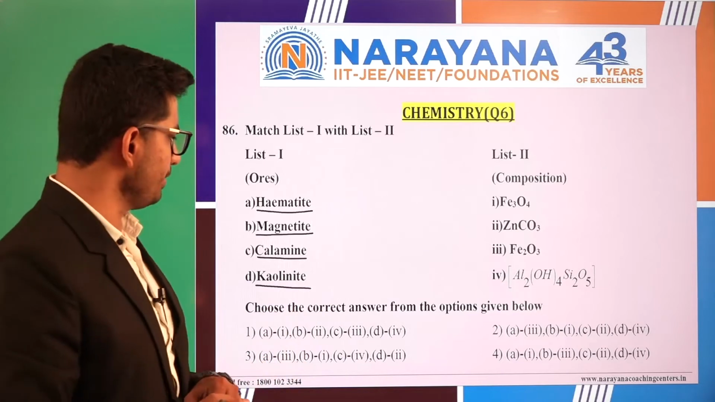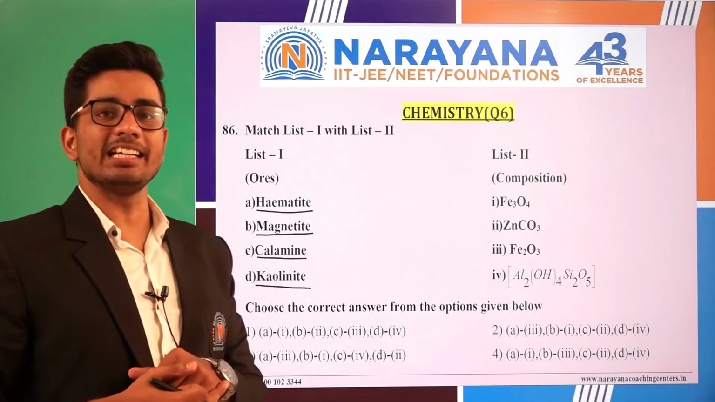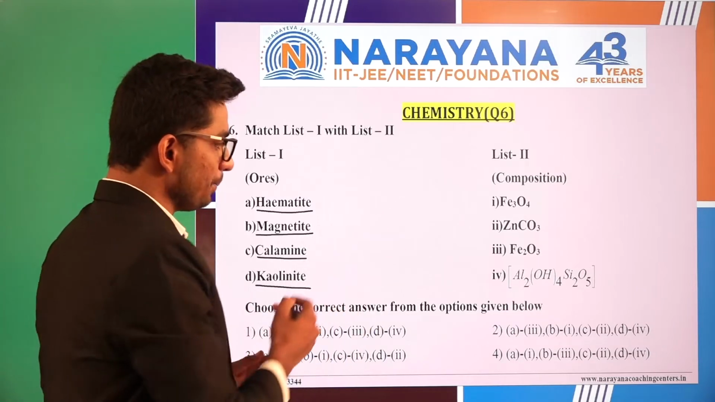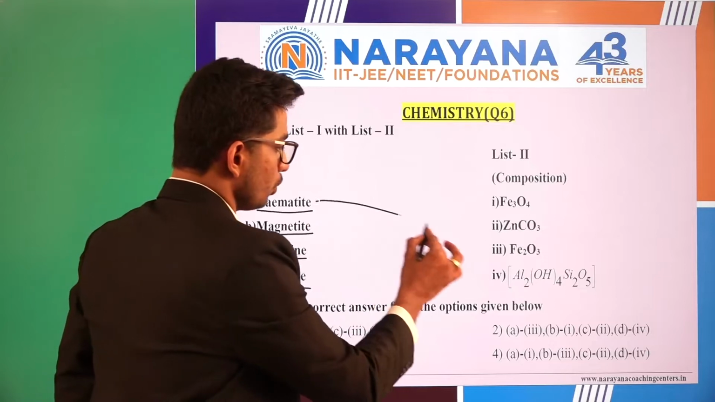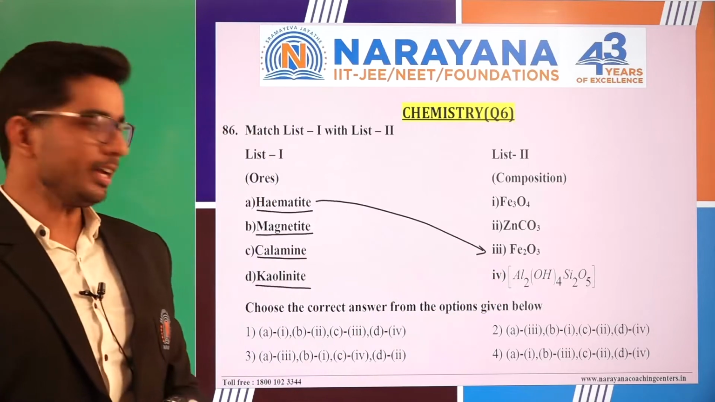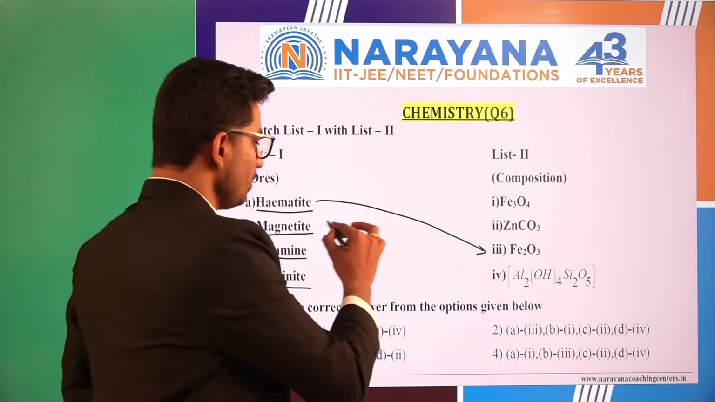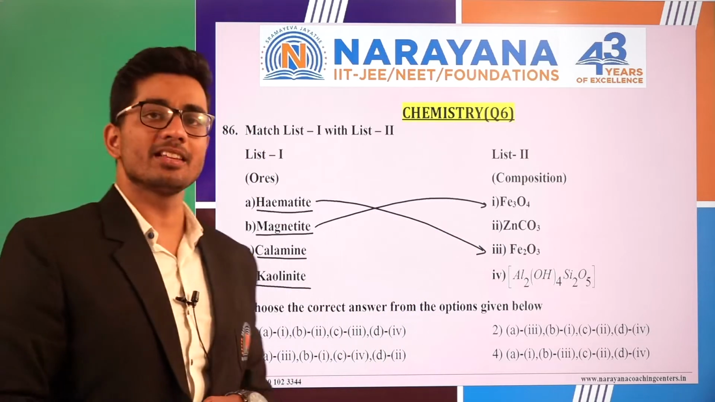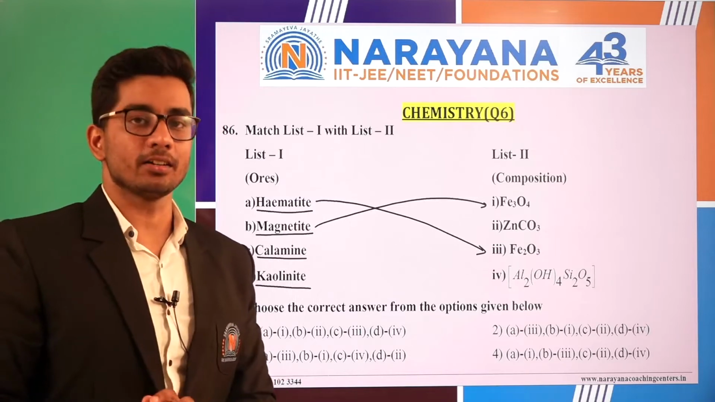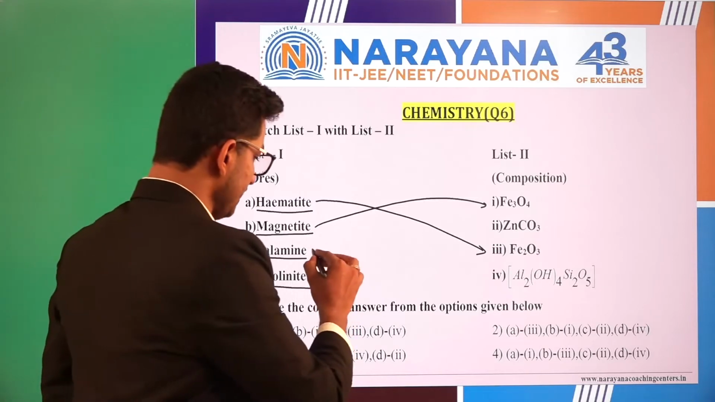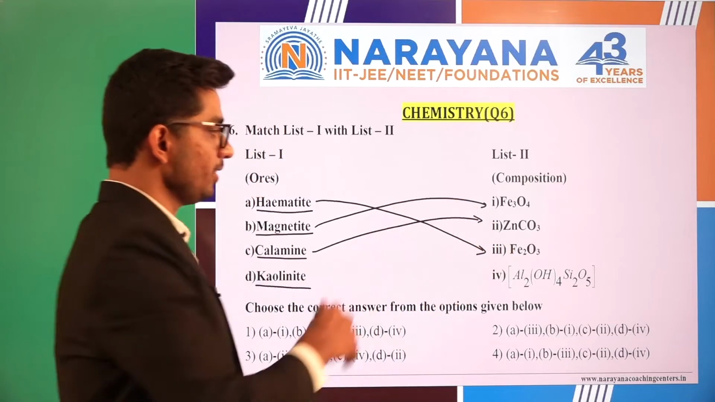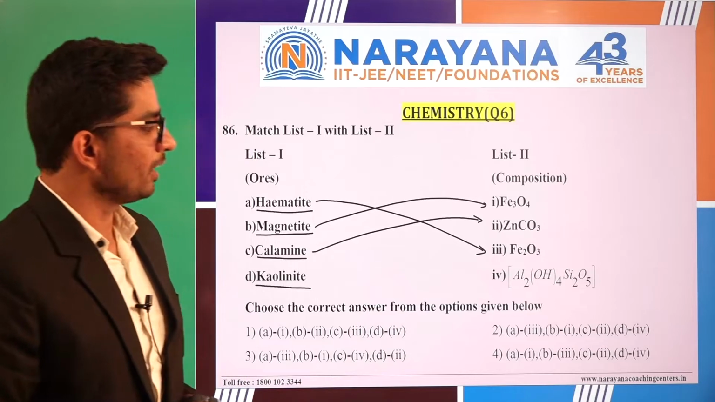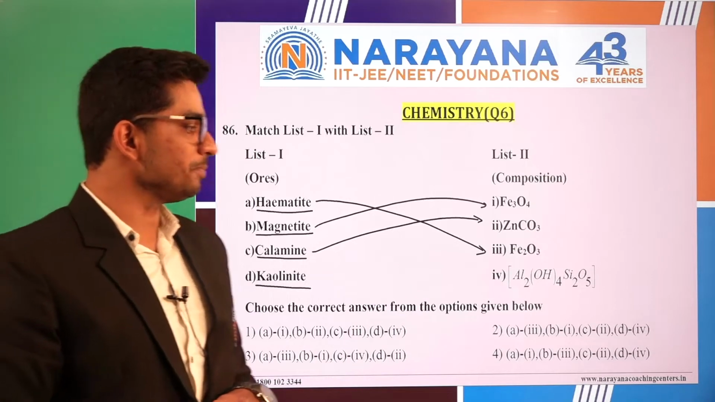So basically here we know hematite and magnetite are the ores of iron. Hematite is nothing but Fe2O3. Magnetite is another ore of iron, that is Fe3O4. Calamine is an ore of zinc, it is basically zinc carbonate. If we see the kaolinite part, it is nothing but the ore that contains aluminium and silicon.